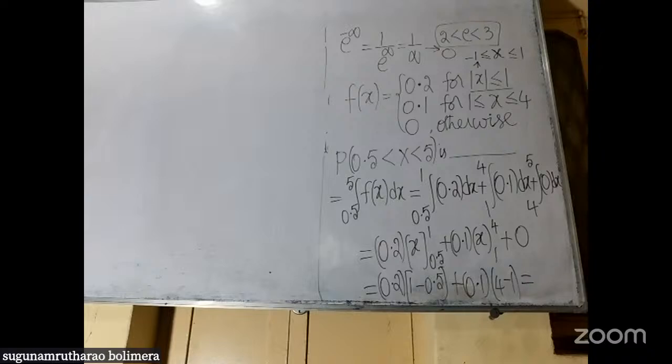So tell me what's the answer? 0.5 into 0.2, what's that? 0.1. 0.1 into 3 is 0.3. The answer is 0.4. The answer is 0.4. Everybody got it?